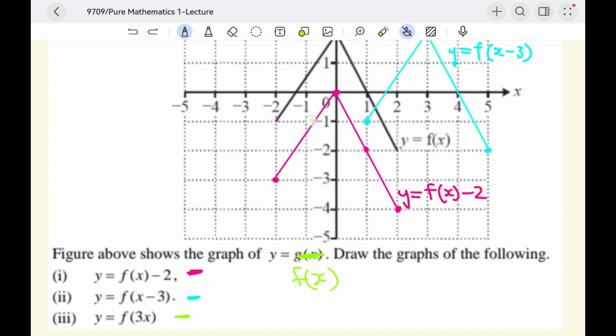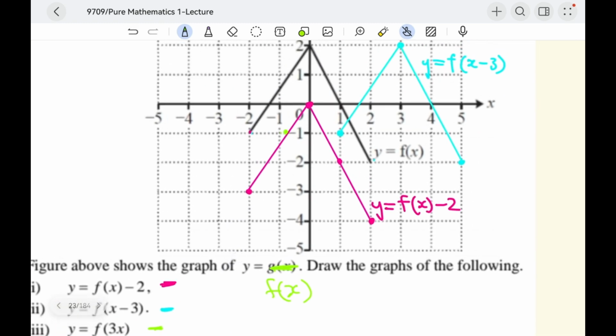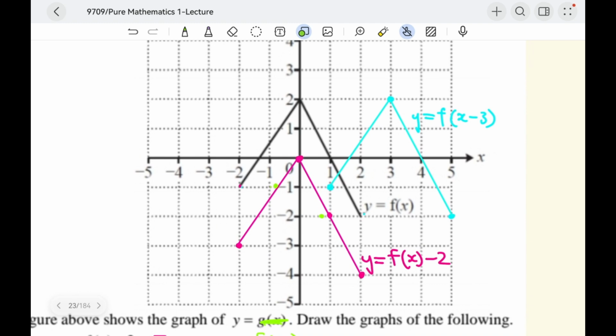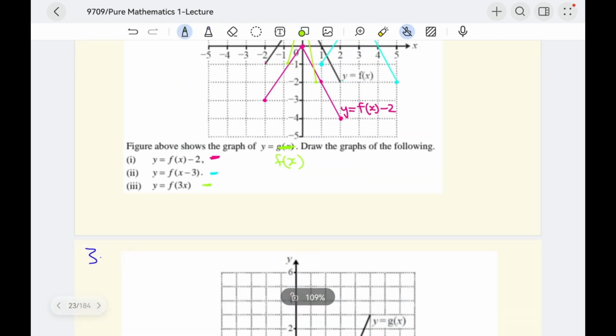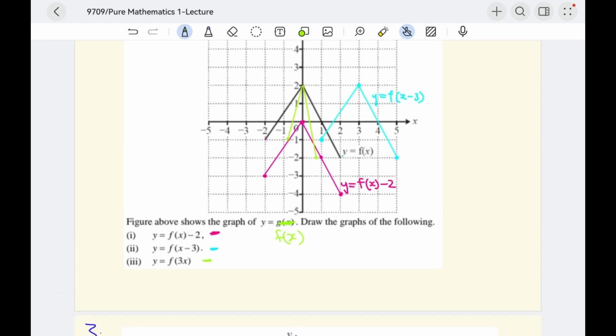Meanwhile, for the other side, it is (2 over 3, 0) over here. Okay, draw the lines. So you will see that after the transformation of f(3x), your graph will look like this. So here is y equals f(3x). Okay, that's the answer.